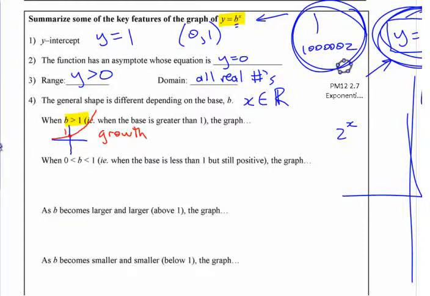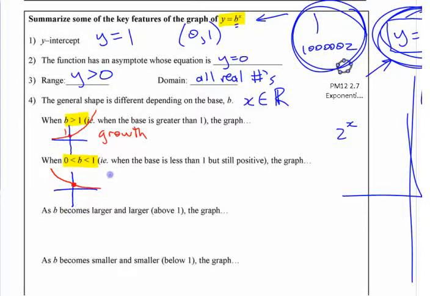When b is less than 1, but still positive, that's all that means, between 0 and 1, because you can't have a negative base here. It's undefined for most values. When b is less than 1, it goes down, right? I didn't draw it very well, but that's what it looks like.